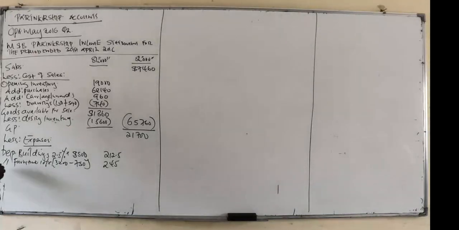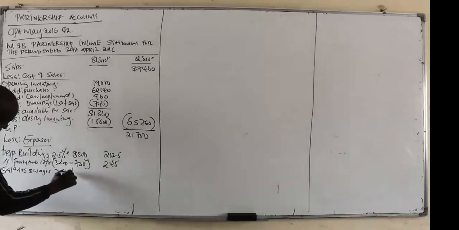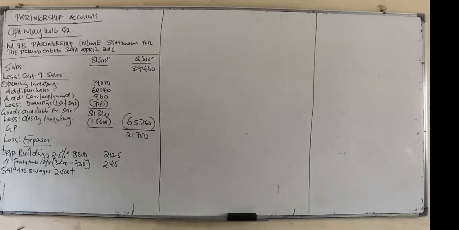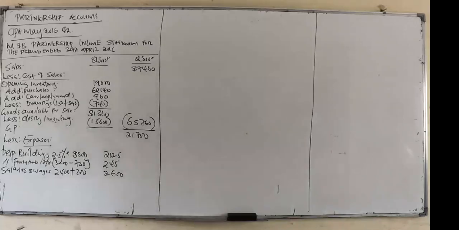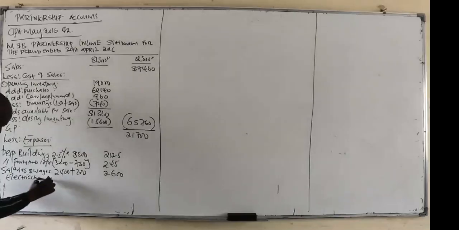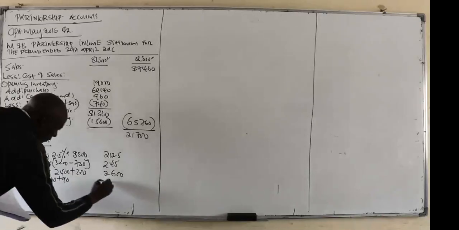So we have salaries and wages. You pick the one that is already paid. Where do you get it? In the trial balance. How much is it? 2,000. So 2,400, and then you add this owing or not yet paid, which is 1. This one's 2,600. Then we also have electricity. How much is it? 500. And then we add how much? 90. So this is 590.